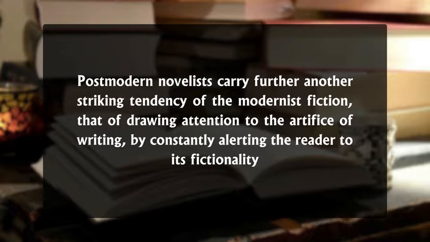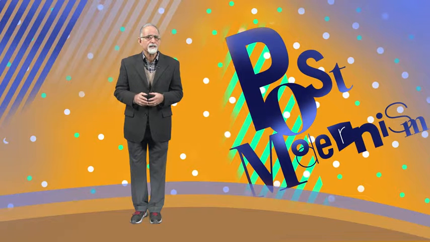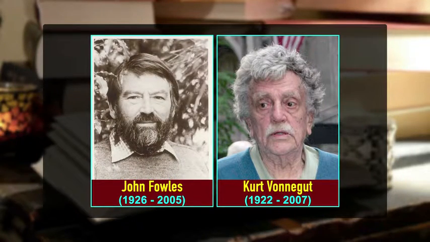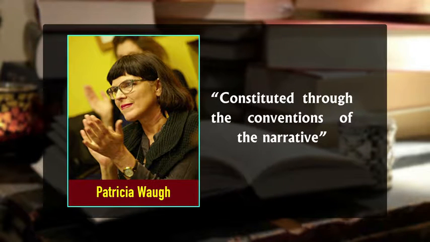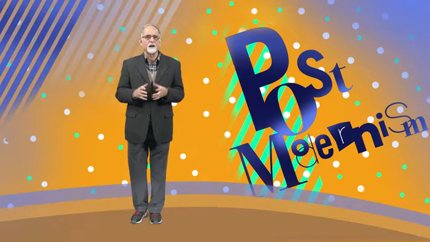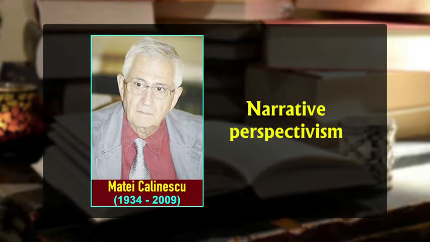Apart from this, postmodern novelists carry further another striking tendency of the modernist fiction, that of drawing attention to the artifice of writing by constantly alerting the reader to its fictionality. Metafiction thus becomes the most dominant form of postmodern novels, like those of John Fowles and Kurt Vonnegut. Linked with this is also the novelist's extreme self-consciousness of the complex nature of narrative as a mechanism to impose order on his materials, and also the related fact of what Waugh calls being constituted through the conventions of the narrative.